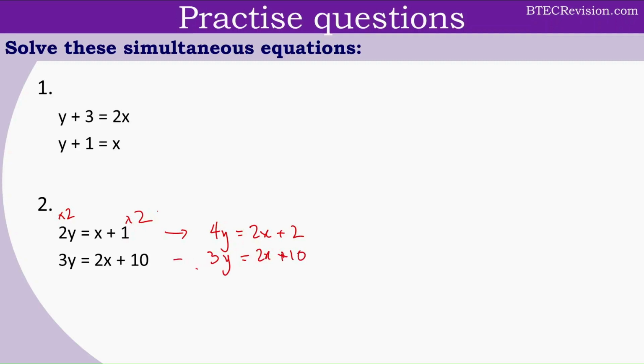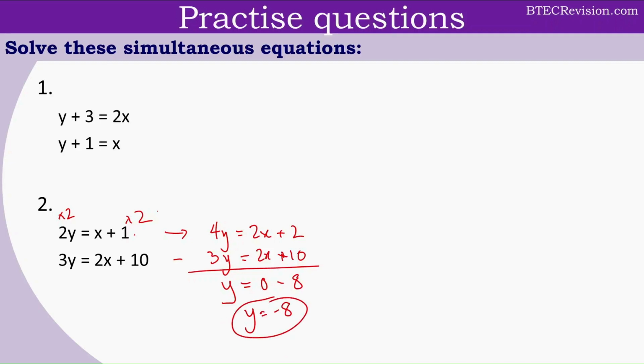Taking away, we have 4y take away 3y, that's just y, and that's equal to 2x take away 2x, which is 0, and 2 take away 10, so that's going to be negative 8. So therefore, y is equal to negative 8.